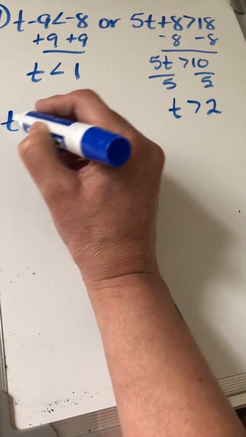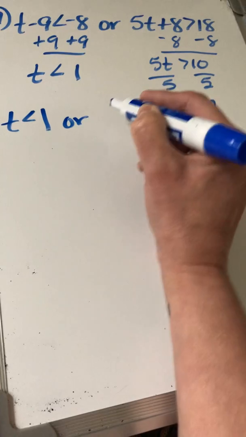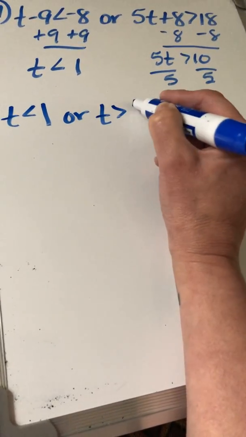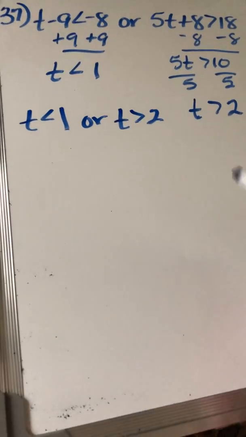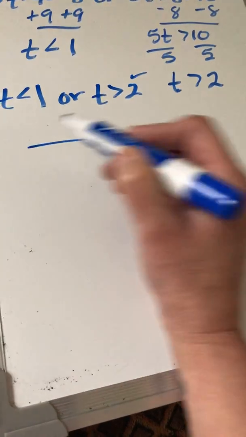So three requirements here. The solution, here are my solutions. These t's are less than 1, or these t's can be greater than 2. So these solutions are less than 1 or greater than 2. There's my solution. We have to graph.